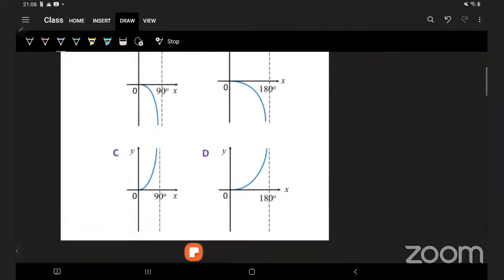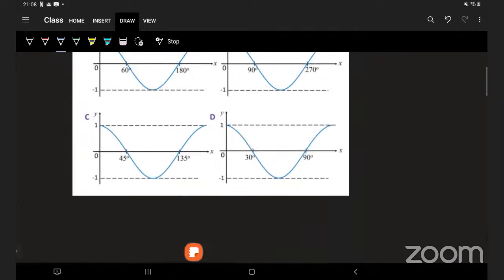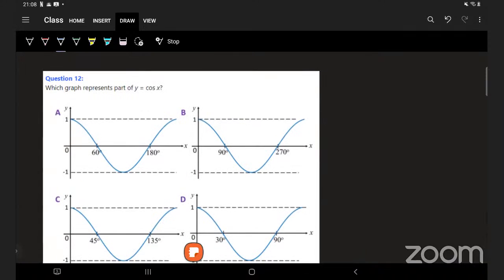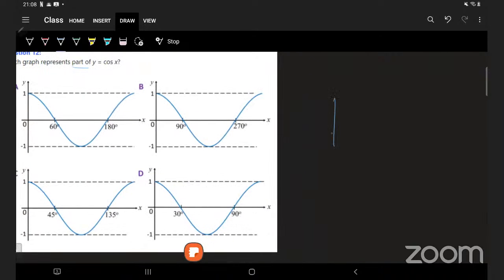Now let's look at 12. We have 3 more questions here. Which graph represents part of y equal to cosine x? If you remember, it starts at 1, and then it goes to 0 at 90, goes to -1 at 180, goes to 0 at 270, and then goes back to 1 at 360 degrees.